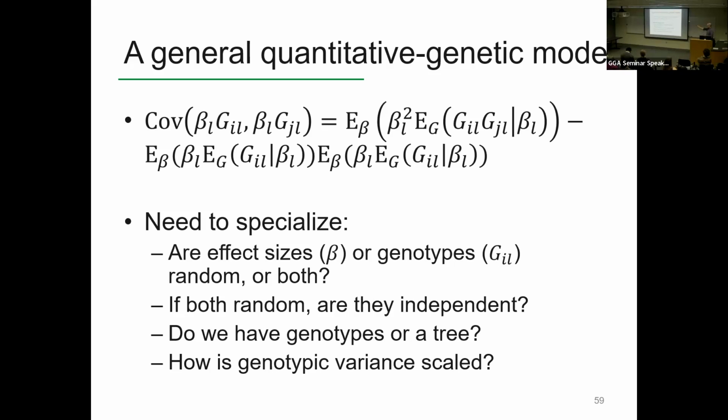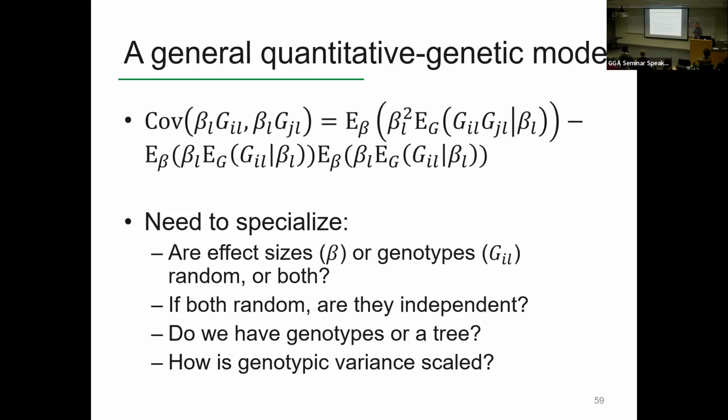It's this expectation over stuff, and you have to decide at this point what's random. What are you going to call fixed? What are you going to call random? Are the effect sizes random? Are the genotypes random? Are they independent? How are we modeling genetic similarity? Is it actually genotypes or is it some tree? You have a bunch of decisions you can make.